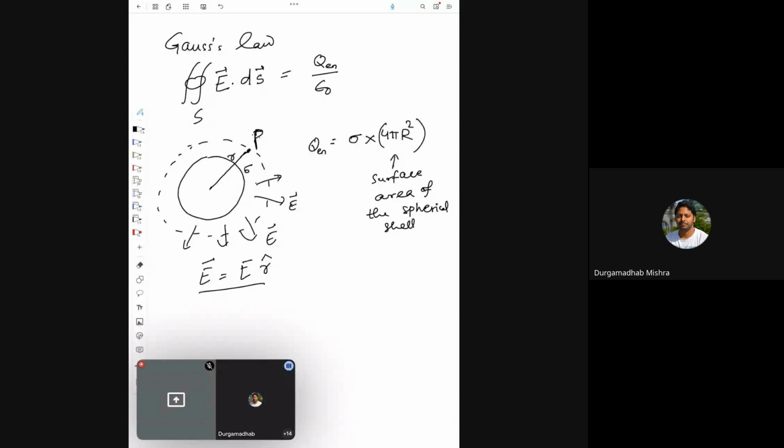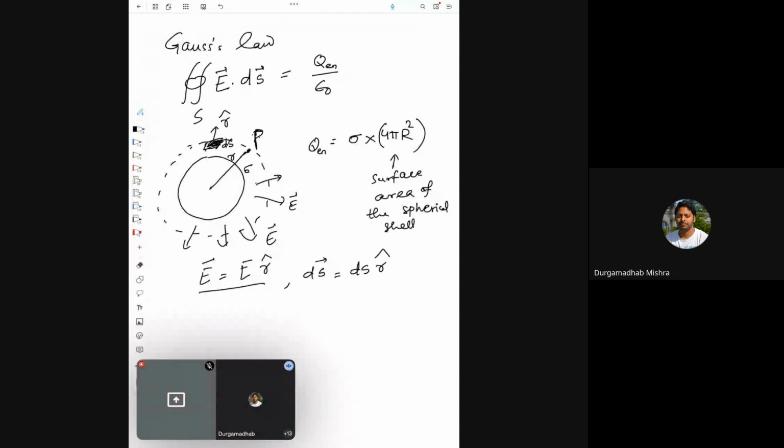And what will be the dS vector? The dS vector will have a magnitude, if I take any surface on the shell, so this is dS, the area of the small surface, and the direction will again be radially outward as well. So dS will have a magnitude of whatever small surface area we are talking about, and it is given by r cap.